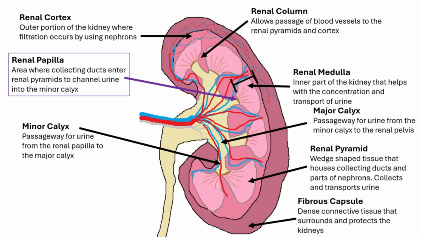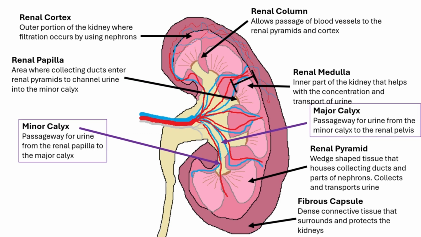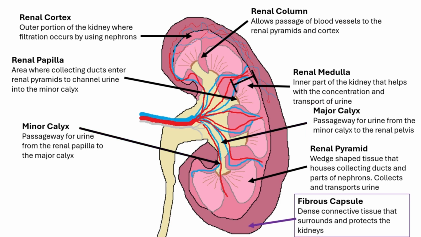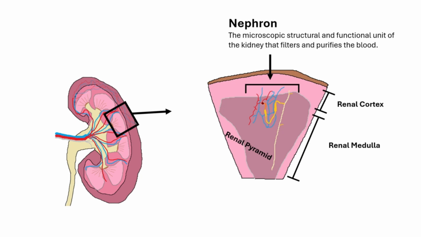The renal papilla are regions where collecting ducts from renal pyramids converge to create a papillary duct that channels urine to the minor calyx. And the minor calyx is these small areas leading to the pyramids that transport urine to the major calyxes. Major calyx are the areas where the minor calyx converge together, and it continues to transport urine to the renal pelvis. The kidney is surrounded by dense connective tissue called the fibrous capsule, or renal capsule. It helps support and protect the kidneys.